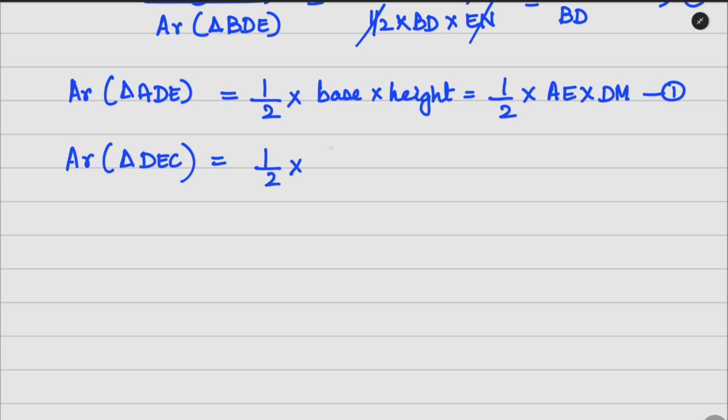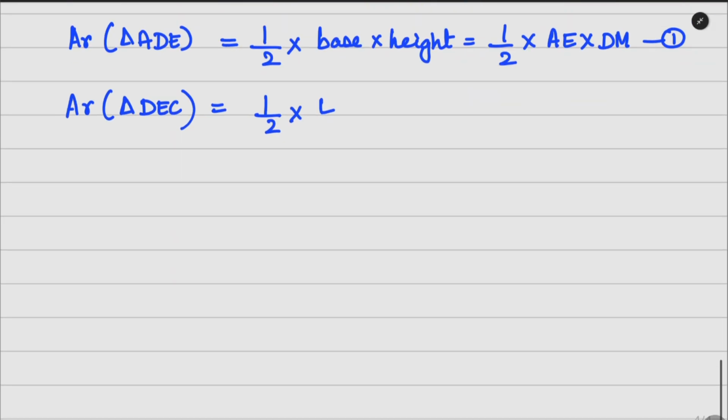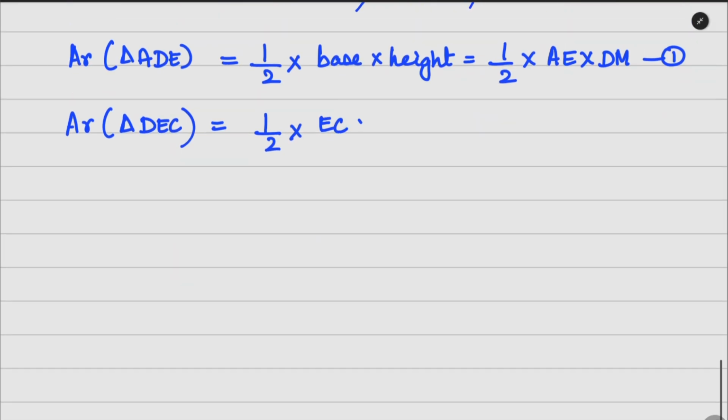Half into EC into DM. So let this be equation, probably I'll take this as equation 3 and 4. Okay, so this is because you already have written 1 and 2, so here this is 3 and 4.